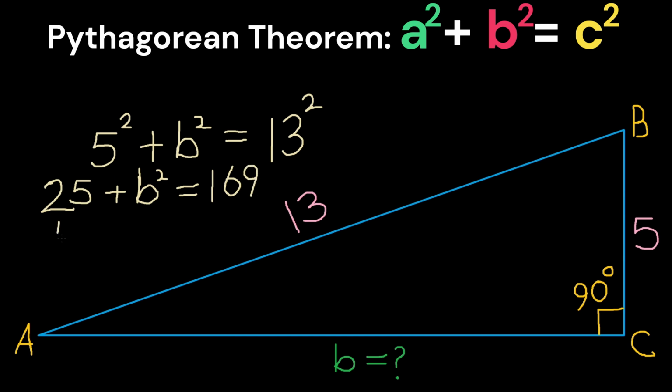Now we take 25 to the other side of the equation, and when we do that, it takes the opposite sign. So on this side, when it was here, 25 was plus, it was positive 25. When it goes to the other side, it becomes minus 25. So that's what we get. 169 minus 25. Let's continue over here.